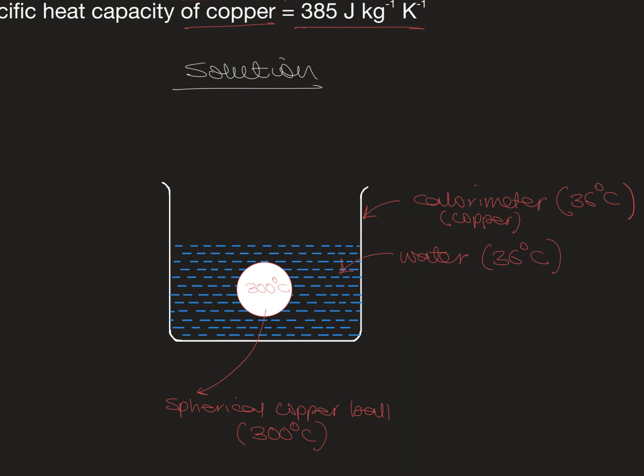What will be the nature of heat transfer here? It is obvious that the object having a higher temperature is going to lose heat to supply heat to the other objects or substances. So in short, the spherical copper ball is going to lose heat to the water and the calorimeter. So what is going to happen? The water and the calorimeter will attain a higher temperature than their initial temperatures. The equilibrium temperature that is attained, we can call that theta 2.